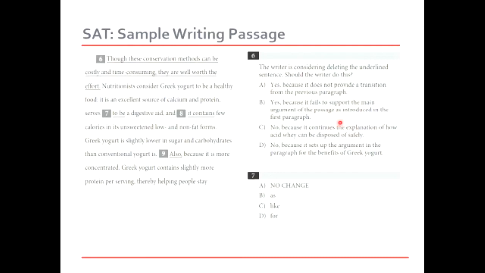Option C, no, because it continues the explanation of how acid whey can be disposed of safely. Let's look at option D. No, the first part seems to be right, but let's read the other one to find out which seems to be the better choice. No, option D, no, because it sets up the argument in the paragraph for the benefits of Greek yogurt. This seems to be the better choice.